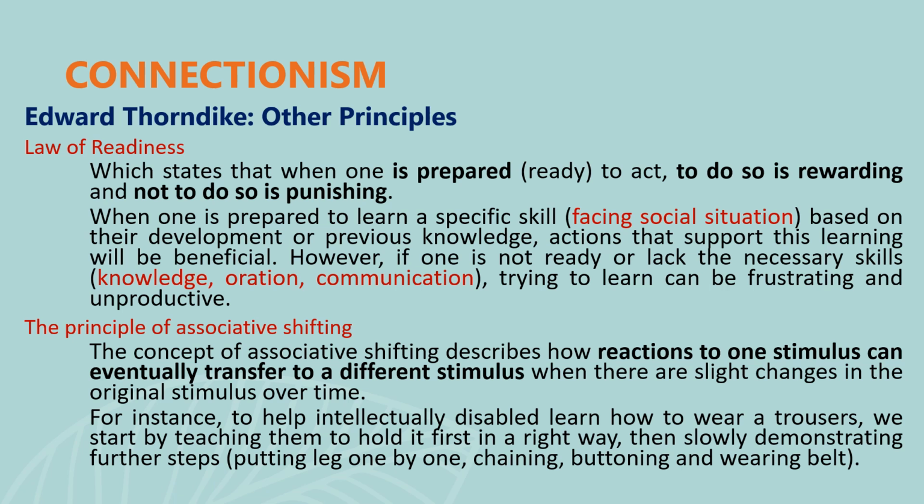The principle of associative shifting. The concept of associative shifting describes how reactions to one stimulus can eventually transfer to a different stimulus when there is a slight change in the original stimulus over time. For example, to help an intellectually disabled person learn how to wear a trouser, first start by teaching them to hold it the right way, in the orientation of left and right, then slowly demonstrate the further steps like putting the legs in one by one, then chaining, buttoning, and wearing the belt last.